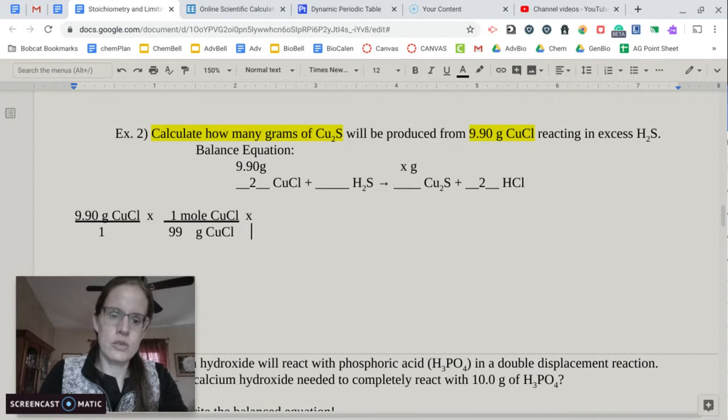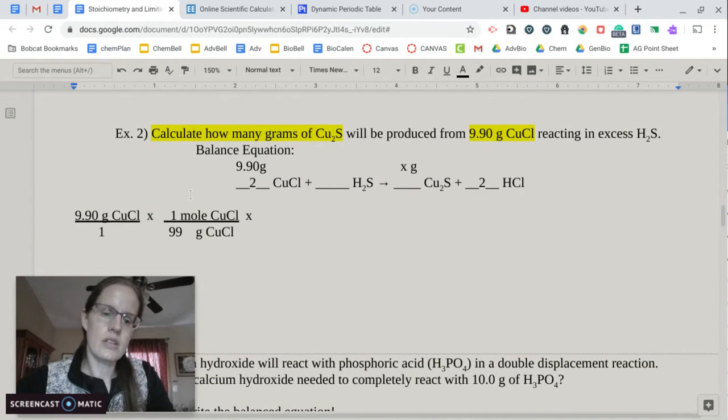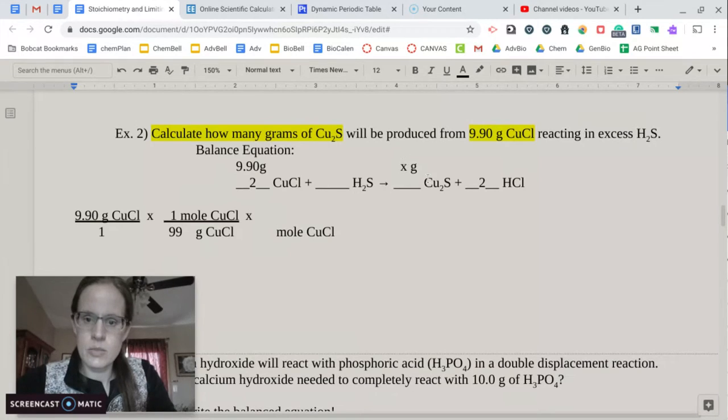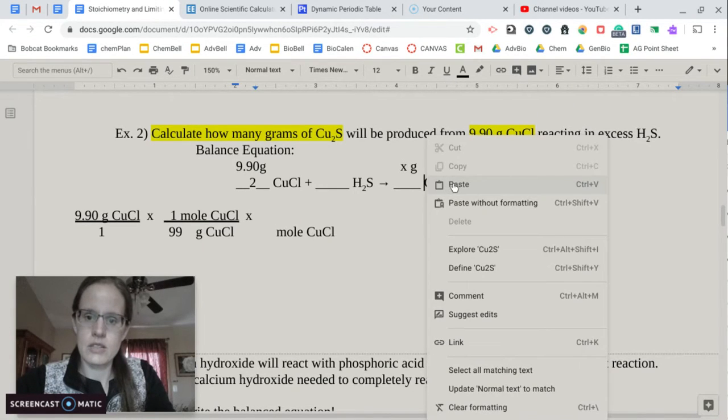And now, once you're to moles, your next step is to do the mole ratio step. So I have moles of this on the bottom, and moles of whatever I'm trying to get to up on top, that my X here is above this. This is what I'm trying to get to.